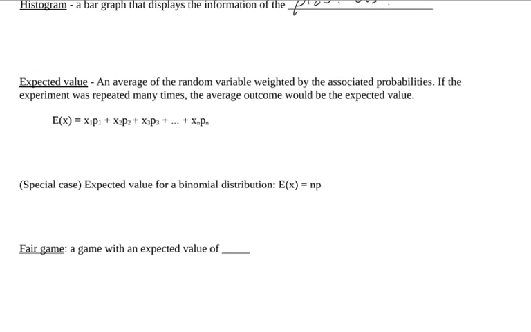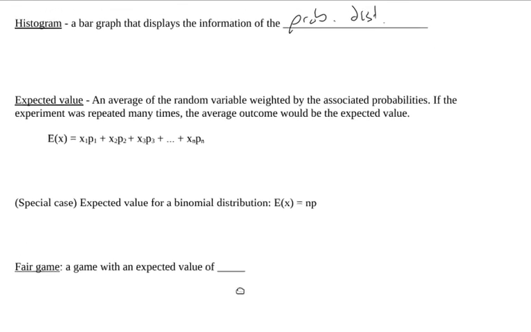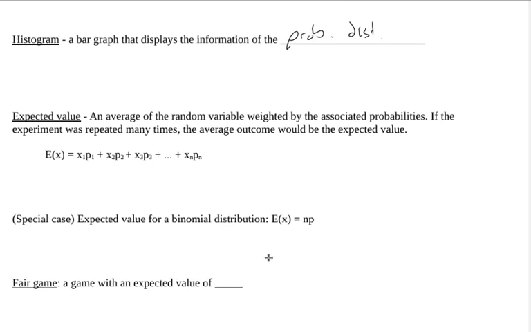Alright, so the expected value, I'll do some examples of these. I'm just introducing what these words mean first. The expected value is an average. It's the average number of a random variable weighted by the associated probabilities. That's what it says here.